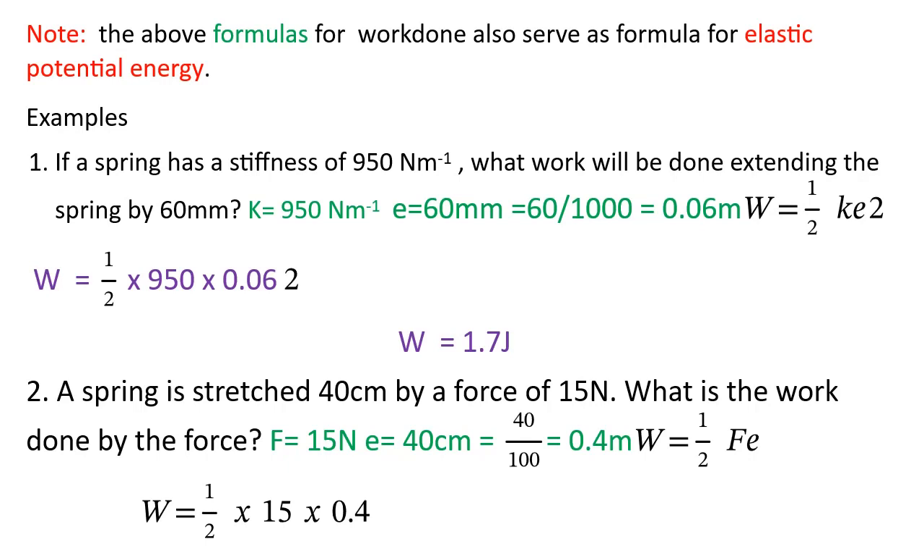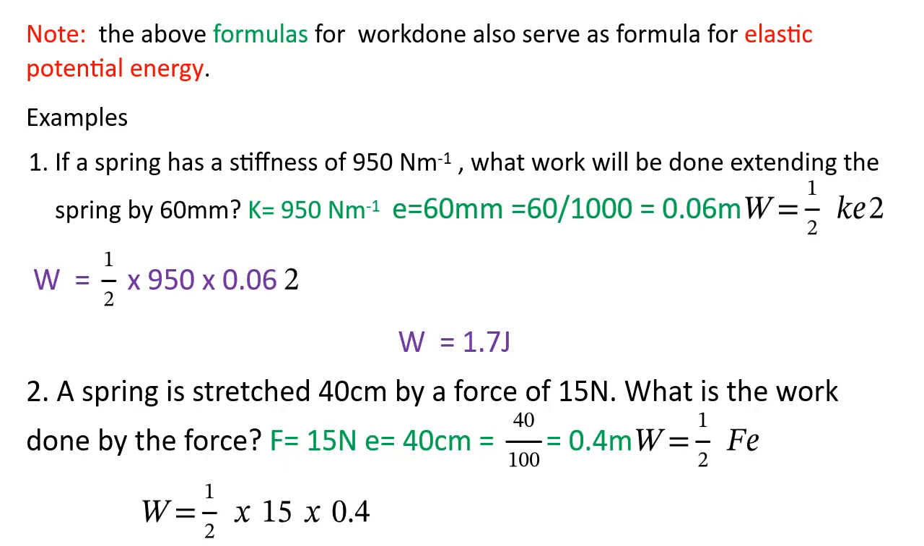Examples using the formula for energy stored. Example 1. If a spring has a stiffness of 950 Newton per meter, what work will be done extending the spring by 60 millimeter? First of all, before you start calculating, write out what you have.